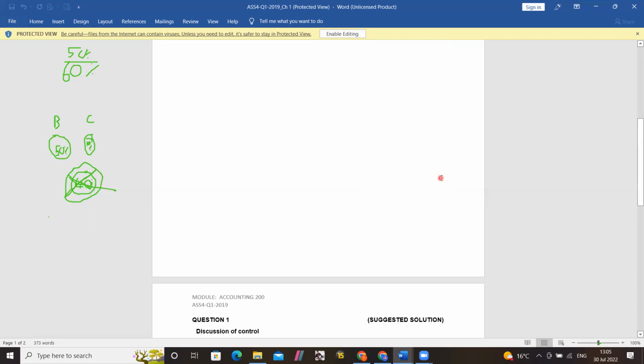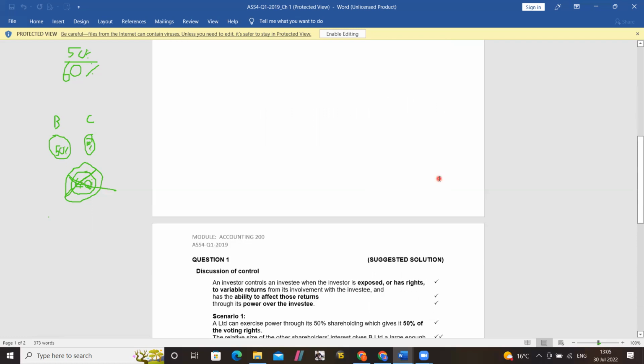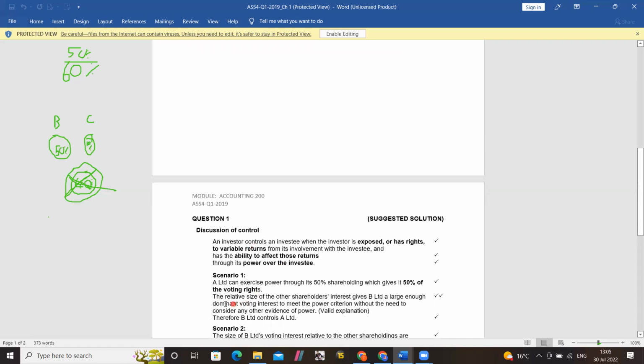And we said this power is directed via voting rights, not complex arrangements, right? So they said A Limited can exercise power through its 50% shareholding, which gives it 50% of voting rights. And the relative size of other shareholders' interest gives a large enough dominant voting right to meet the power criteria without the need to consider any other evidence of power. So you could have written an answer like this, or you could have given an answer like I gave, that specific answer about the 40% of the shareholders that are left.